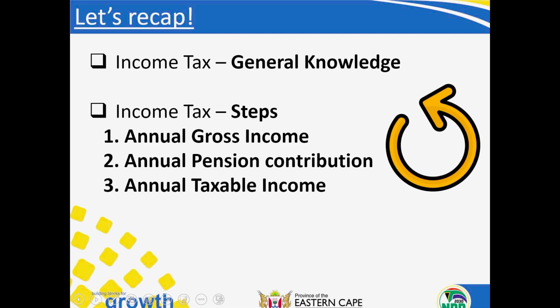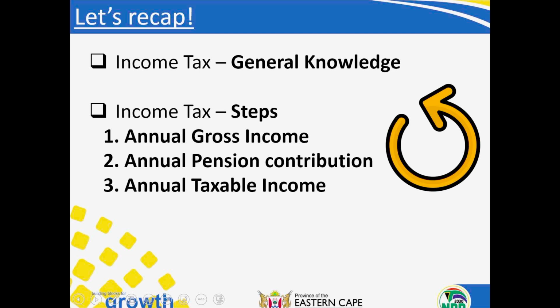As I mentioned in the previous video, we went through the first 3 steps of income tax. First being your annual gross income. With income tax, we want to work with annual values. So anything that is monthly, you must make it annual. How do we do that? Well, we times by 12.